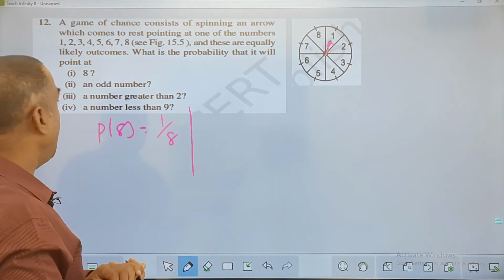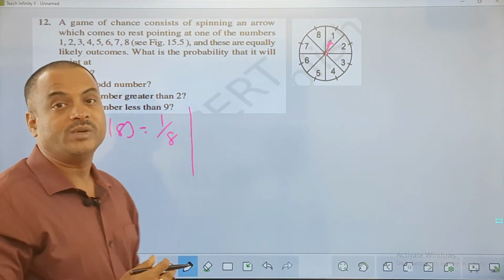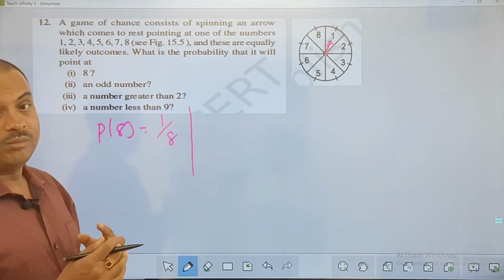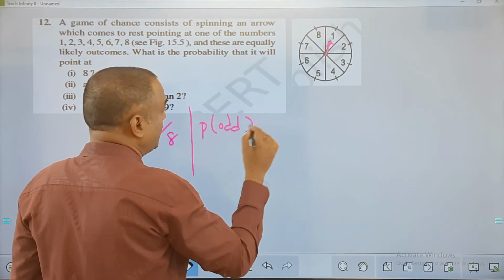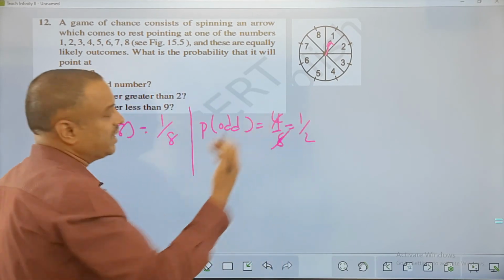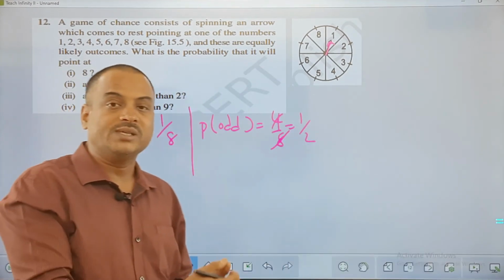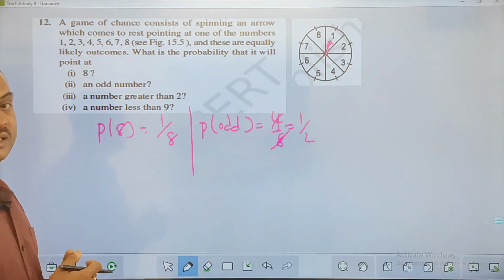Second one, an odd number. There are a total of 8 natural numbers, the first 8 natural numbers are given, and we know that the odd numbers among them are 4. So the probability of getting an odd number is 4 out of 8, which is half. We can also say this directly because half of the numbers are even and half are odd. Definitely the probability of getting an odd number is half.